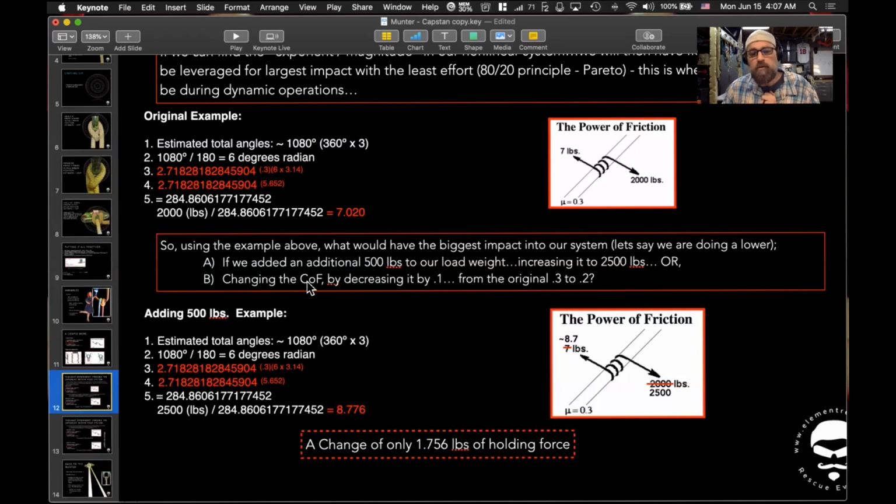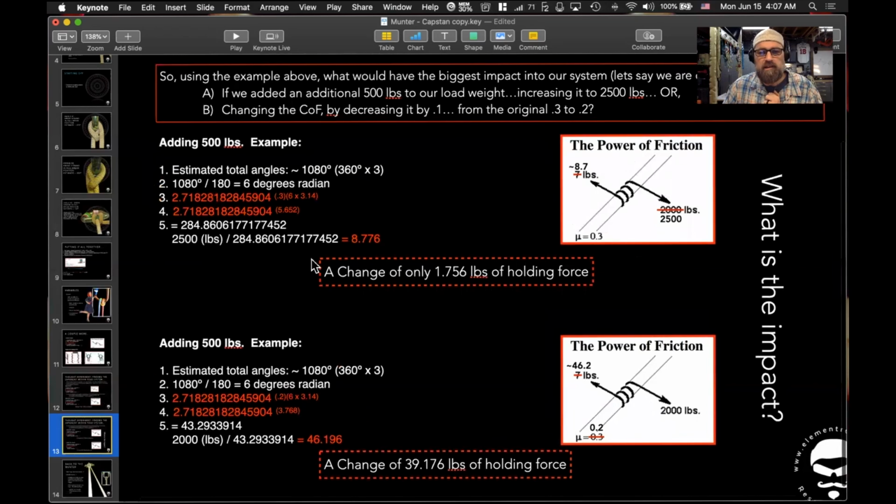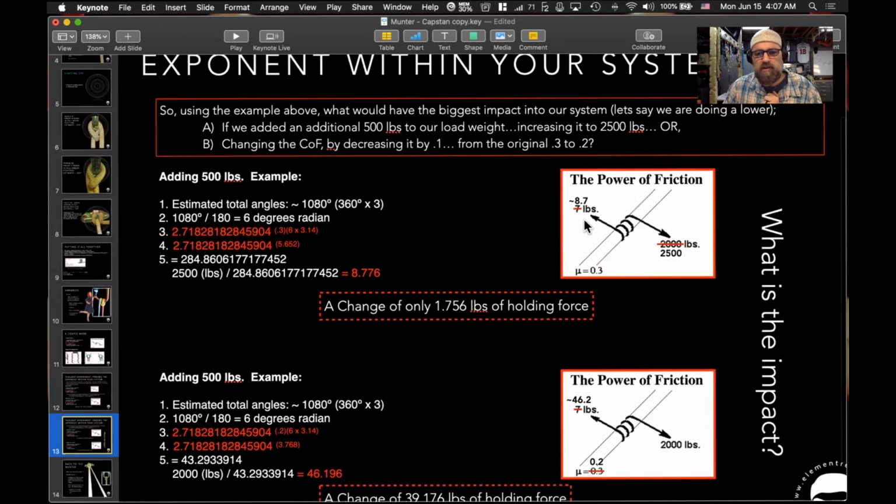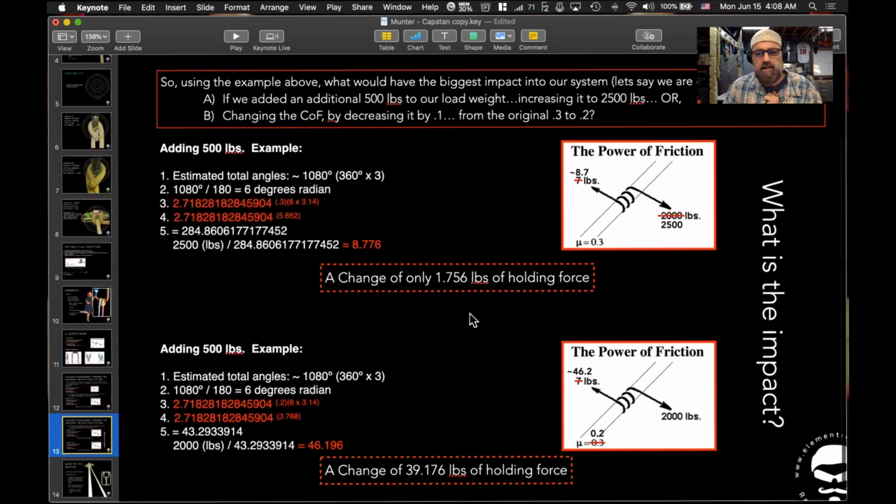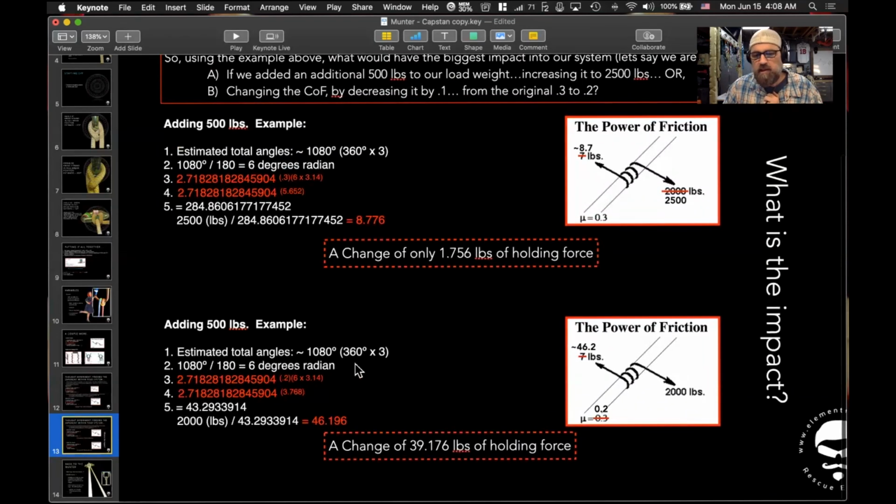On our next example, we are going to go back to the 2,000 pounds of the original example and not change any angles. All we're going to do is change the coefficient of friction from 0.3 to 0.2, so we're only altering it down by 0.1. Here's the one we did on the page before with the 500 pounds, where we got 1.7 pounds difference. Now we keep those same numbers the same, so it's still 360 degrees. All we do is change the coefficient of friction from 0.3 to 0.2, fill all those in, and that actually bumps it up.